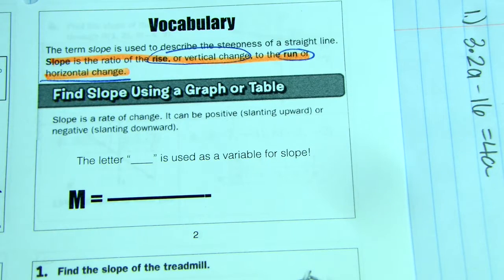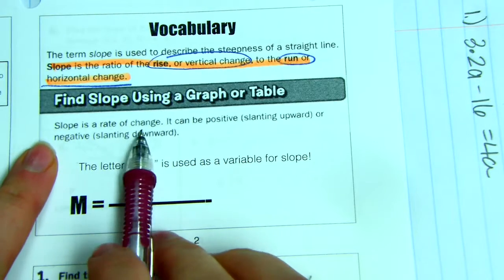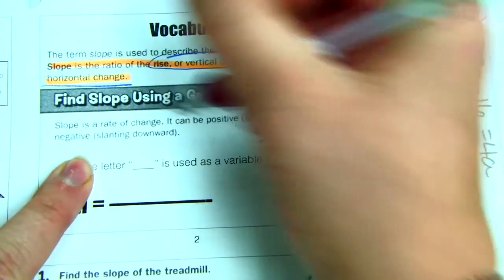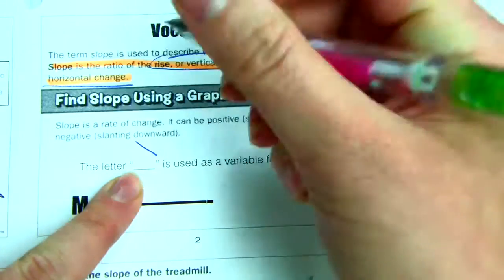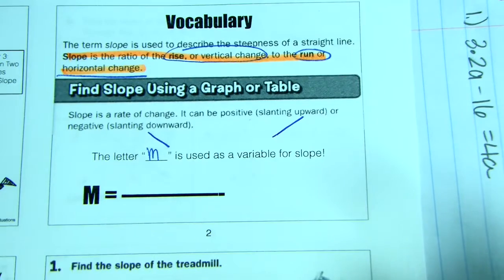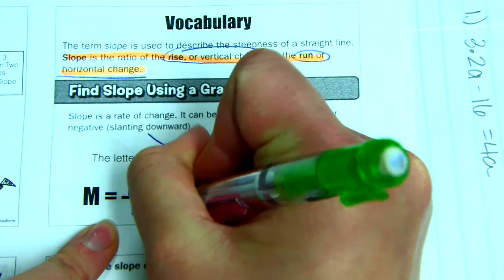So there are lots of different ways to find the slope. Finding the slope using a graph or table. Slope is a rate of change. It can be positive, which just slants upward, so it kind of looks like that, or negative and slants downward. The letter M is used as a variable for slope. So a lot of times you'll see me write M is rise over run.